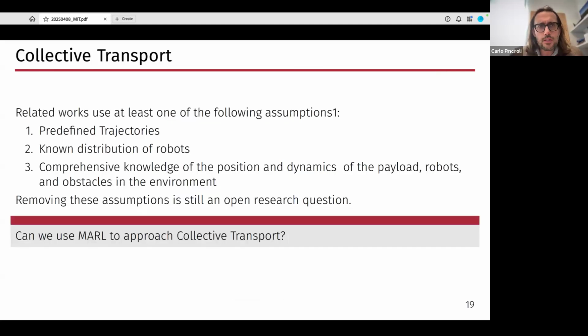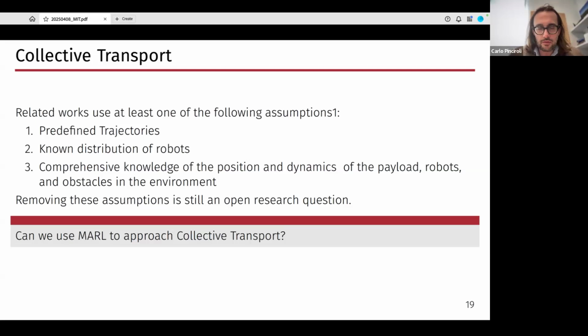So we essentially would like to perform collective transport with multiple robots. And when we looked at the literature, we found that related work had three fundamental assumptions: that either the works had predefined trajectories, or they knew the distribution of the robots around the object, or the robots had comprehensive knowledge, essentially almost a map, of the position and dynamics of the payload, the robots, and the obstacles of the environment.